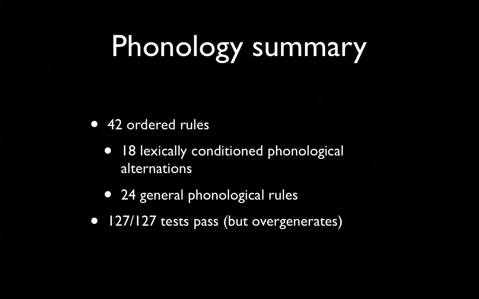This slide summarizes the phonology. All told, the phonology consists of 42 ordered rules. 18 of these rules are lexically conditioned and capture allomorphy. The other 24 are general phonological rules and correspond as faithfully as possible to the phonology of the grammar, although, as just described, optional transformations were used. And again, the phonology passes all 127 tests specified.